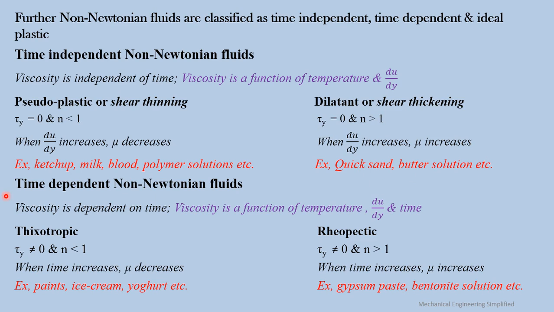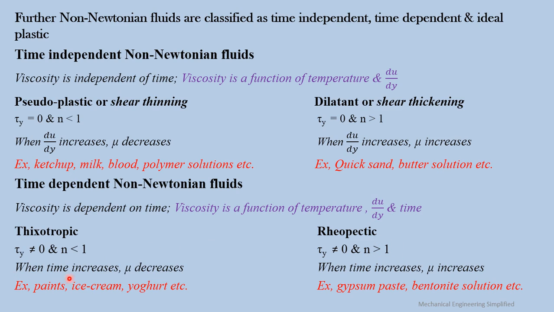Okay, and then another category, time dependent non-Newtonian fluids. In this case, the viscosity is dependent on time. So viscosity is a function of temperature, du by dy, and one more term, that is time. Another further classification, thixotropic and rheopectic. What is thixotropic? Yield shear stress not equal to 0 and n less than 1. And rheopectic, yield shear stress not equal to 0 and n greater than 1. That is the flow behavior index.